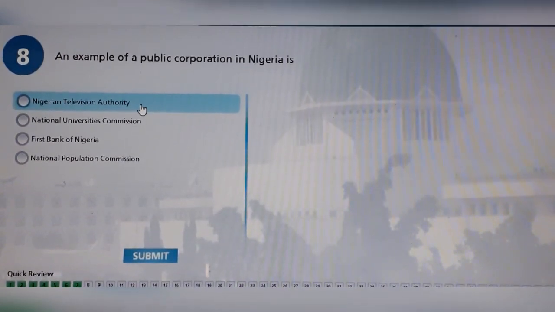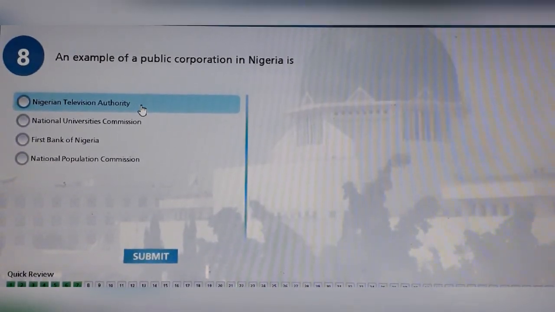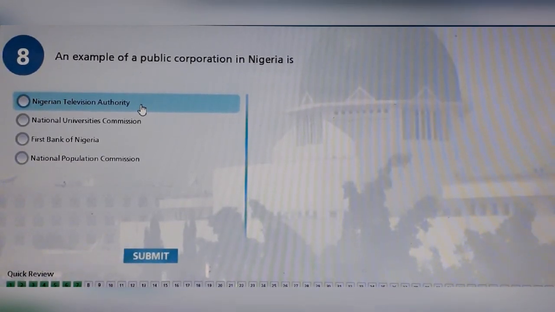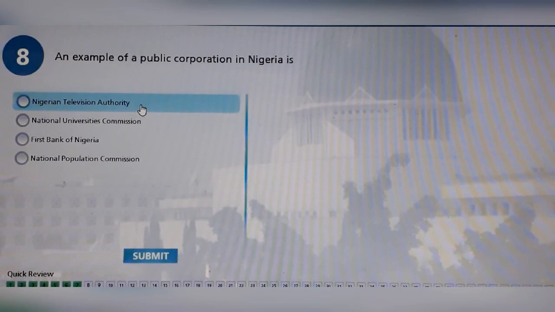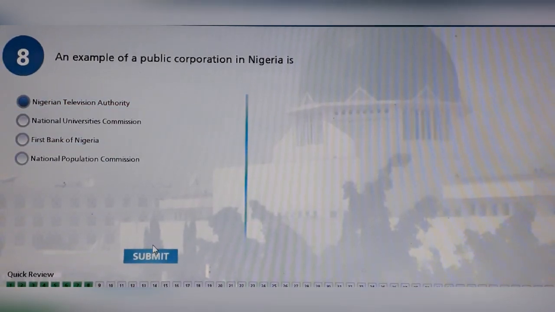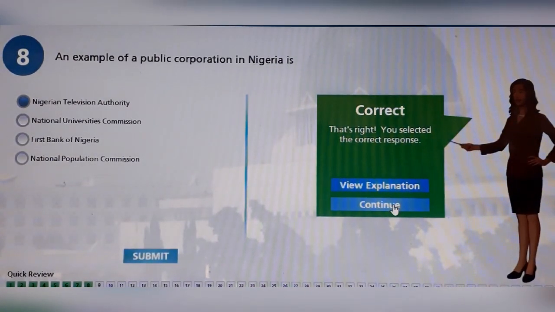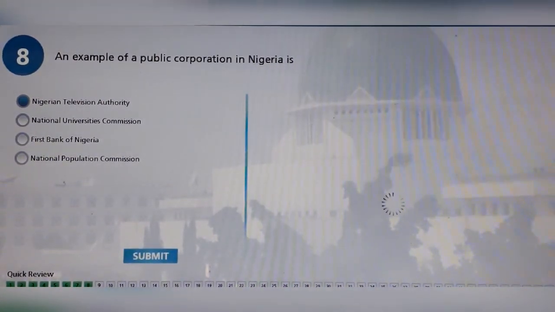Number 8 says, an example of a public corporation in Nigeria is A, Nigerian Television Authority, B, National Universities Commission, C, First Bank of Nigeria, and D, National Population Commission. Of course, we know a public corporation is one that provides essential services to the people. So what organization here provides essential services to the people? Of course, we know it should be the Nigerian Television Authority, NTA, through quality news gotten from good sources. I believe that is true.